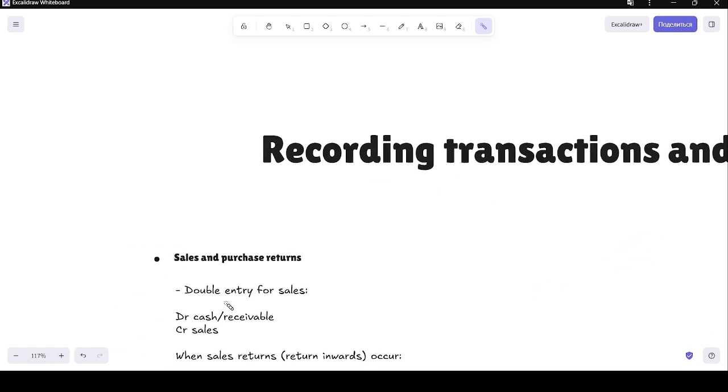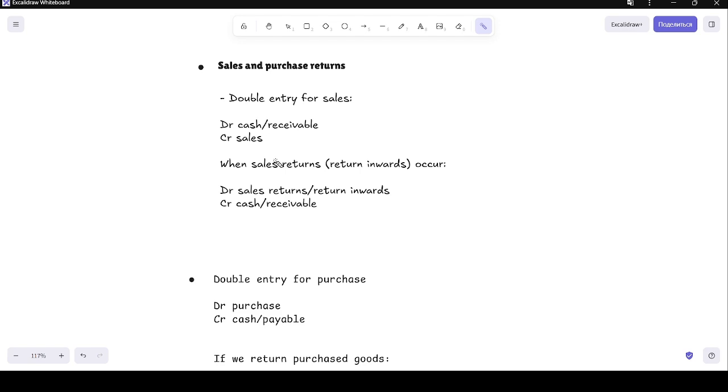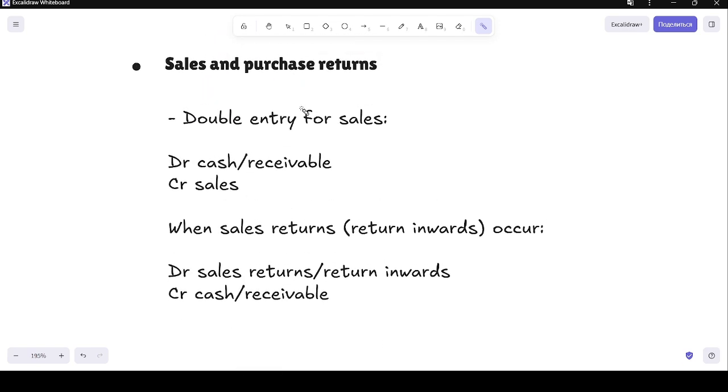Okay, we will talk about sales and purchase returns firstly, right? Sometimes we make sales, and if the goods are not well, we will receive back the goods that we sold, or we may return purchases, right?